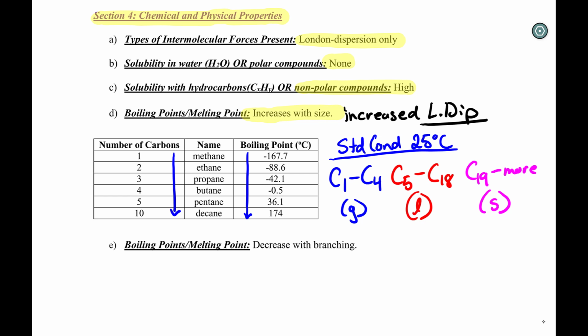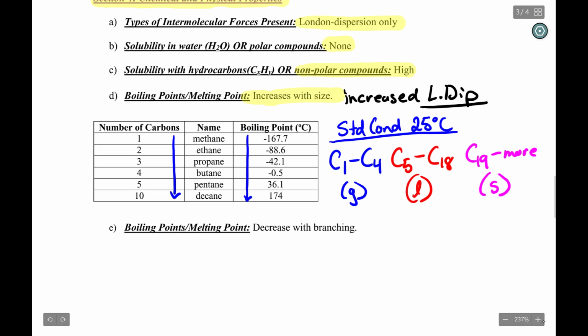Or you can think of gasoline, which is a mixture of octanes. Well, more than that, but octane being C8, it's liquid. And then of course propane, which we use for barbecues, or natural gas in our furnaces, C1, C2, C3. Those are all gases at standard conditions.